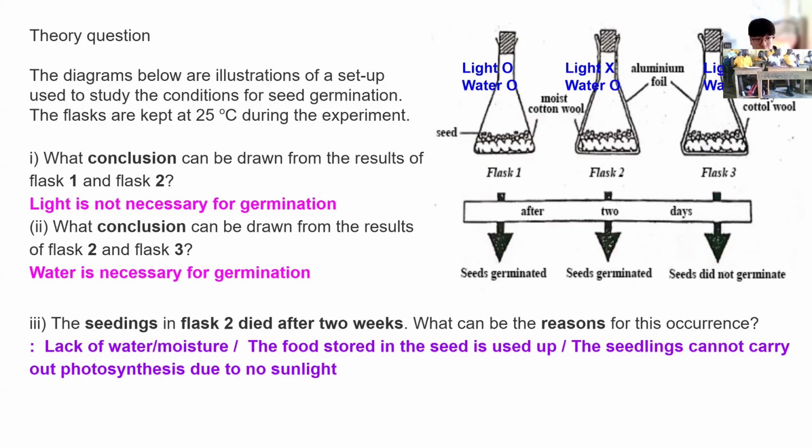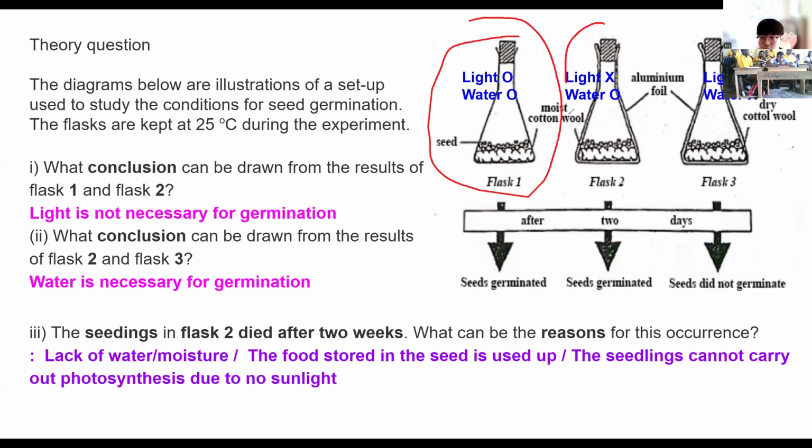So number one asks, what conclusion can be drawn from the results of flask 1 and flask 2? So we're looking at two options here, flask 1 and flask 2. You can see that flask 1 and flask 2 both have moist cotton wool. So both of them are getting water. However, flask 2 has an aluminum foil covering the seeds. So the seeds are not getting light.